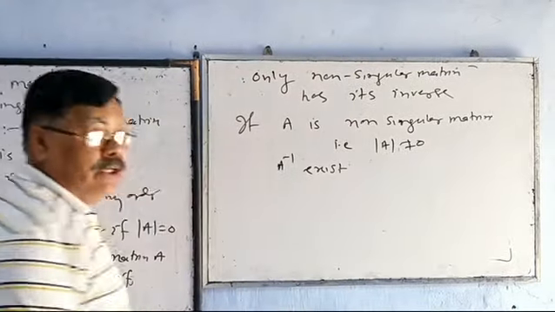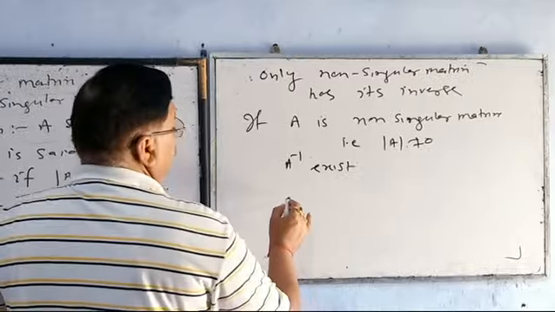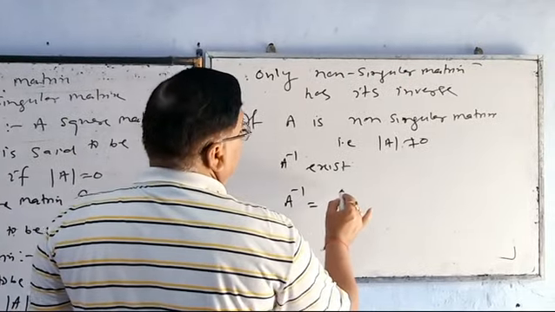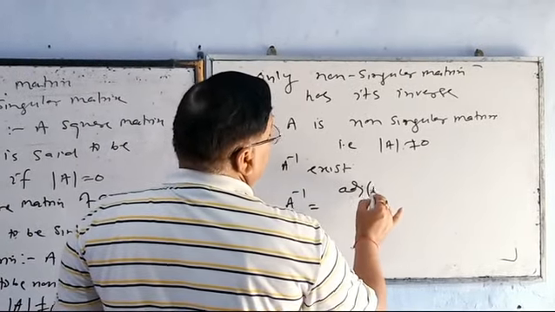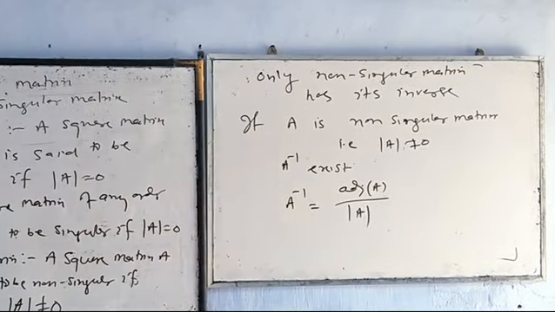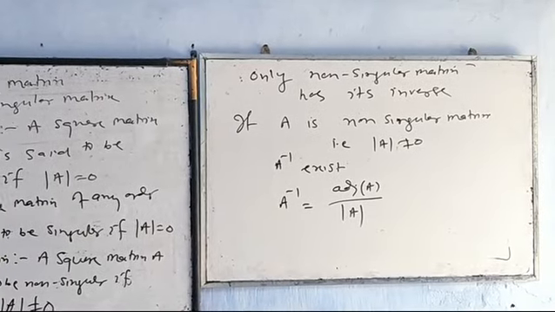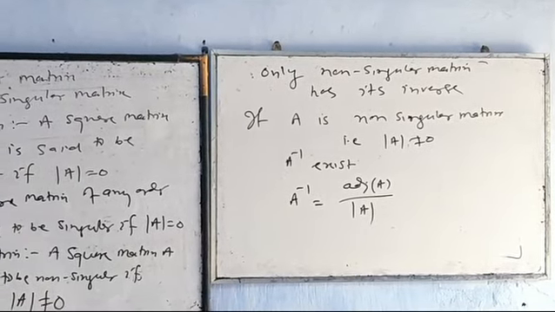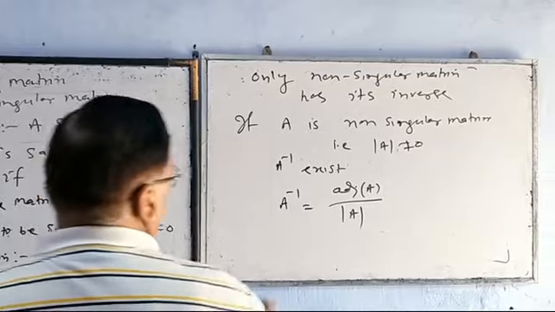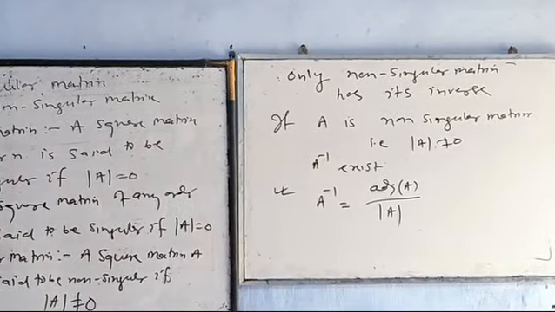A inverse exists, and A inverse is equal to adjoint A by determinant A. This is the formula to find A inverse. A inverse is equal to adjoint A matrix divided by determinant A. If we divide, we can find this A inverse matrix.